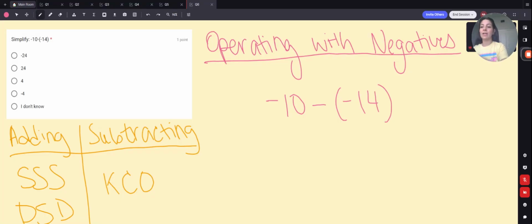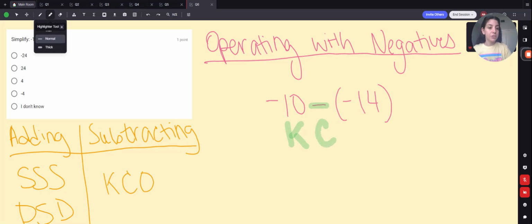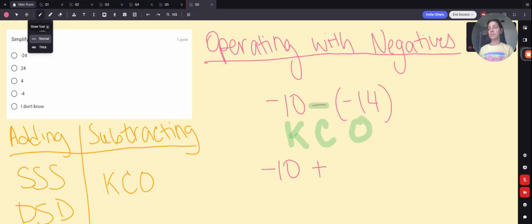Because we have a subtraction operation, we're going to follow the rule for subtracting, which is KCO. The way that KCO works is that we keep our first term, change the operation to the opposite operation, which will be addition, and then take the opposite of our next term. So we keep our negative 10, subtraction becomes addition, and the opposite of negative 14 is positive 14. So we can just rewrite 14.